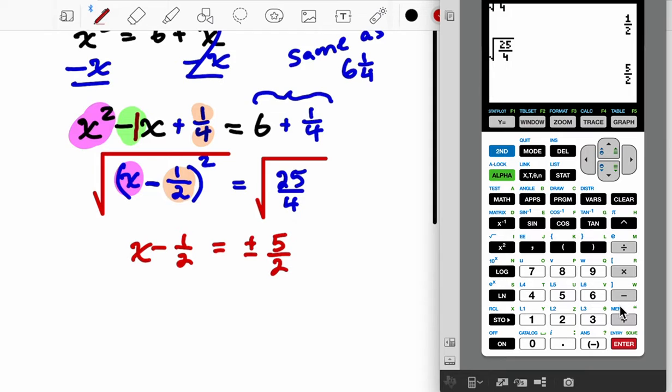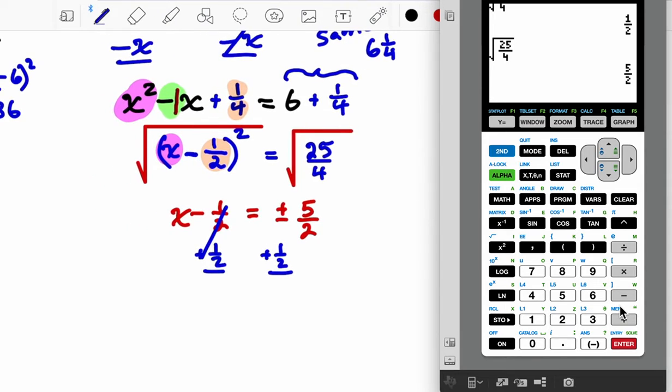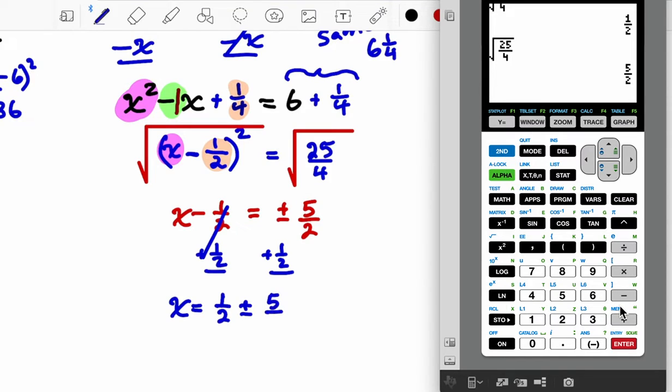Now this one's rational, so we didn't have to simplify our radical, but there is a trade-off. The trade-off is that we now have to split the equation up. I'm going to add the 1/2 to both sides, so I'm going to get x is equal to 1/2 plus or minus 5/2. Split it up, we get x is equal to 1/2 minus 5/2, and x is equal to 1/2 plus 5/2.